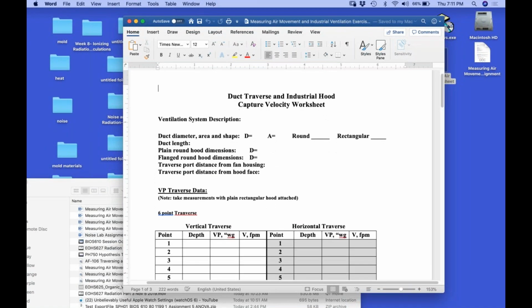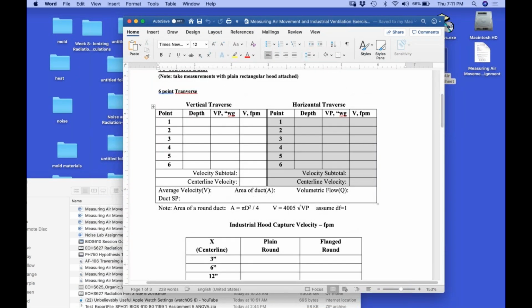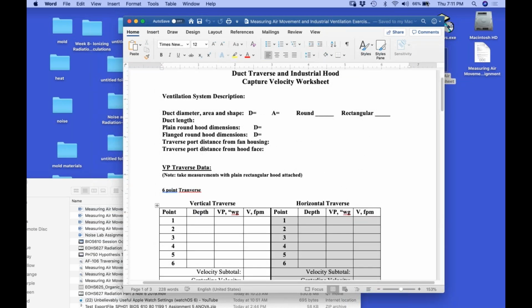Okay, so what we're going to do is we're going to take round ductwork, make the fan start running, and then we're going to measure the velocity pressure at 6 locations. Well, what are going to be the 6 locations that we're going to measure it at?